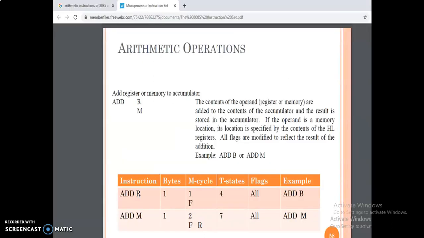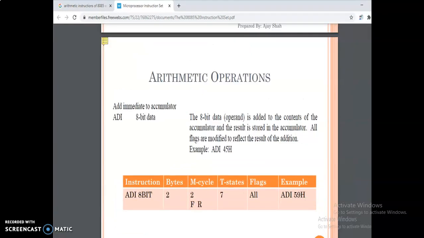So these are again some examples of the arithmetic operations. The first one is ADD R and ADD M. ADD R means the content of the register is added with the content of the accumulator. The result is stored in the accumulator. Here, the content of the memory location is added with the content of the accumulator. The result is stored in the accumulator.